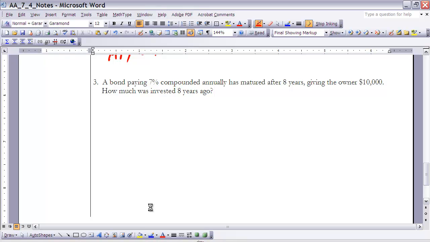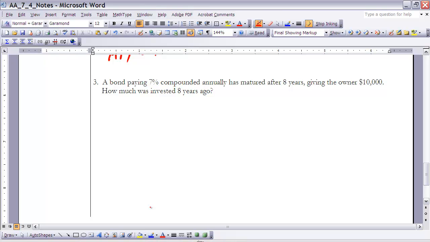Okay, finally the last one here. It says a bond paying 7% compounded annually has matured after 8 years, giving the owner $10,000. How much was invested 8 years ago? So this time we're given the amount. What we don't know is the principal.